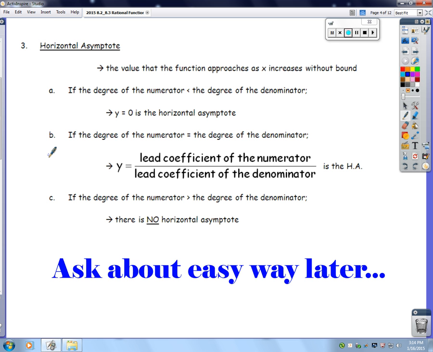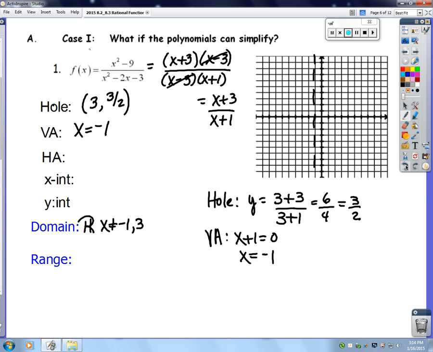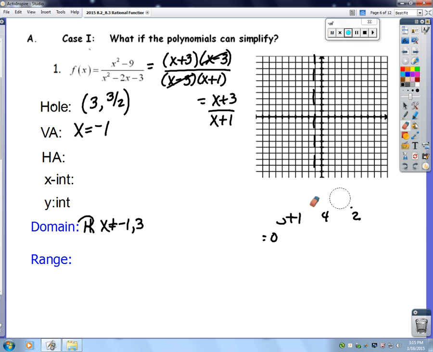I'm going to show you an easy way of doing this so you don't have to remember these. One way will get us all three situations. So let's look at the horizontal asymptote. Let's look at our simplified form. Here, the degree of my numerator. Let me give myself some room to work on my horizontal asymptote.